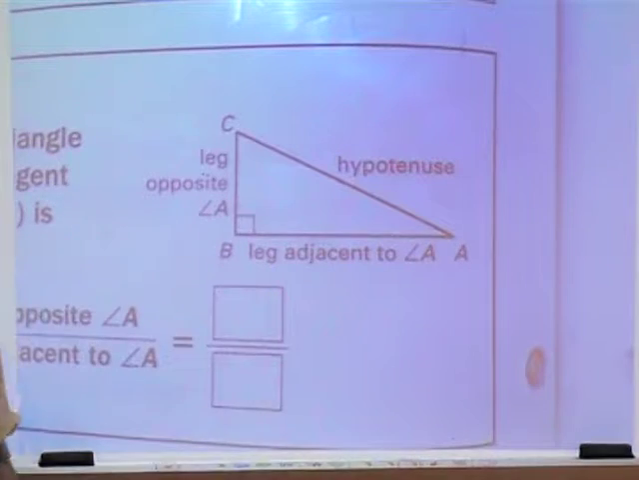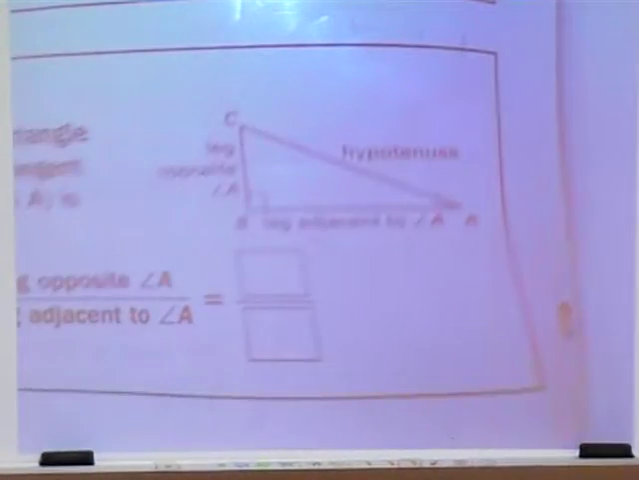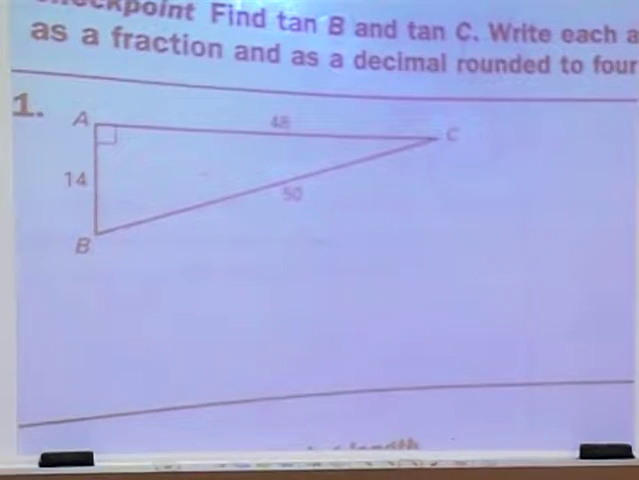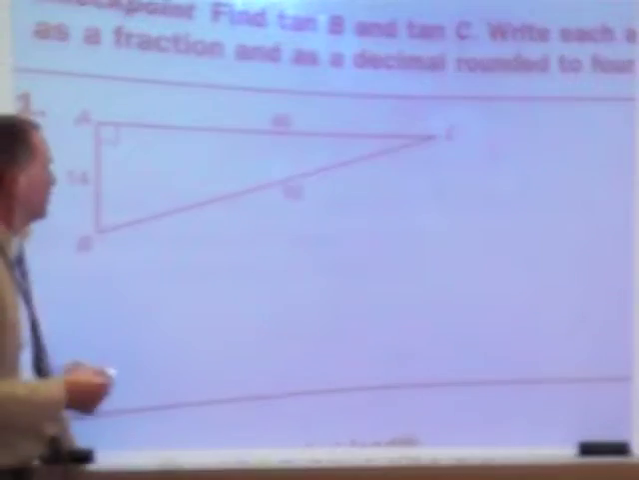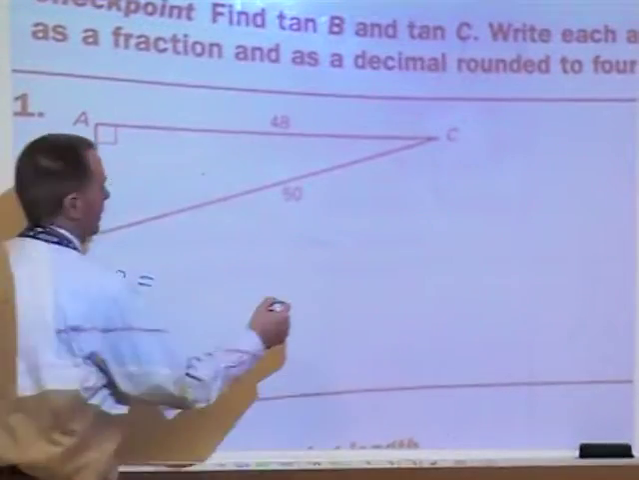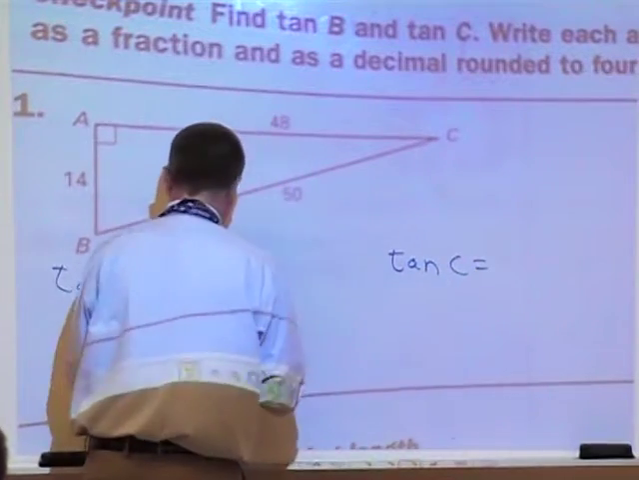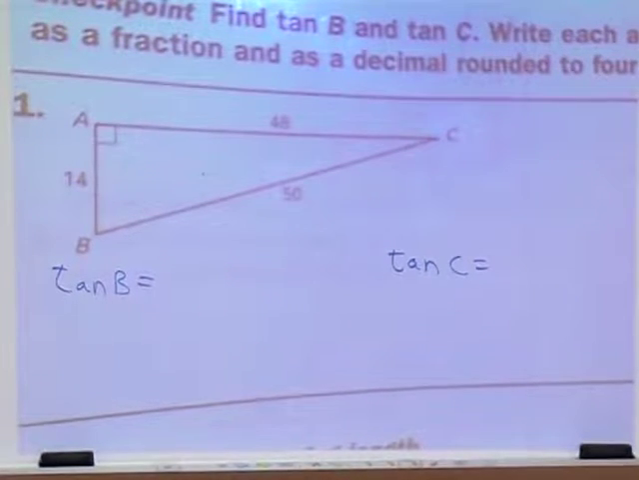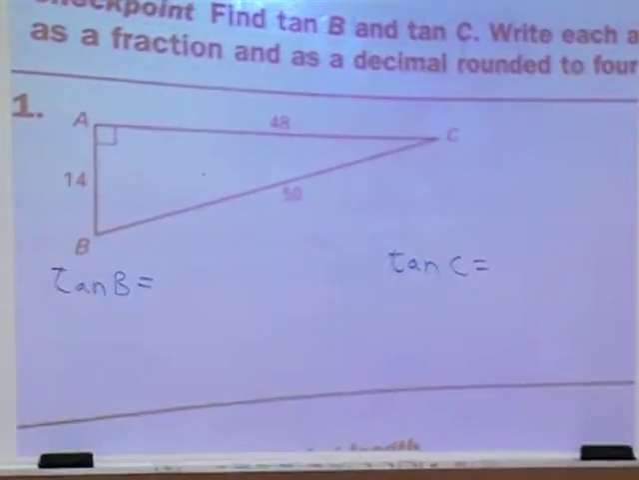Now let's take a look at some examples. A couple examples, then we'll be done. So here's the checkpoint. I want to find the tangent of B and the tangent of C. So everybody first do the tangent of B. And then over here you're going to write the tangent of C. Everybody write those positions down. Tomorrow you can worry about sine and cosine. Tangent is opposite over adjacent. So it does depend on which angle you're starting at.